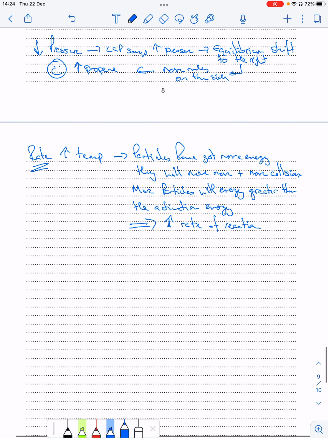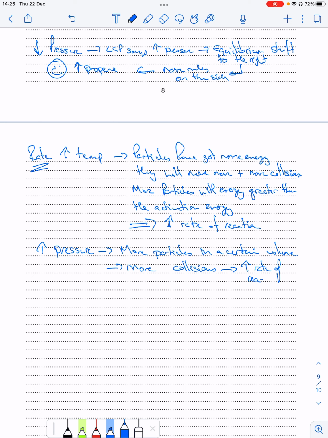The other thing that would cause that to happen is increase the pressure. If we increase the pressure, then what happens? There are more particles in a certain volume. And if there's more particles in a certain volume, that's going to lead to more collisions. And if there's more collisions, we'll get an increased rate of reaction. The reaction will go faster.